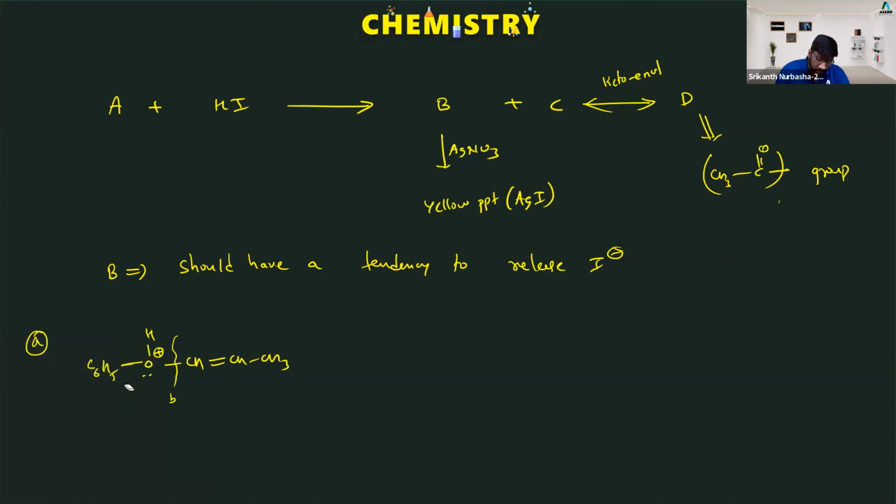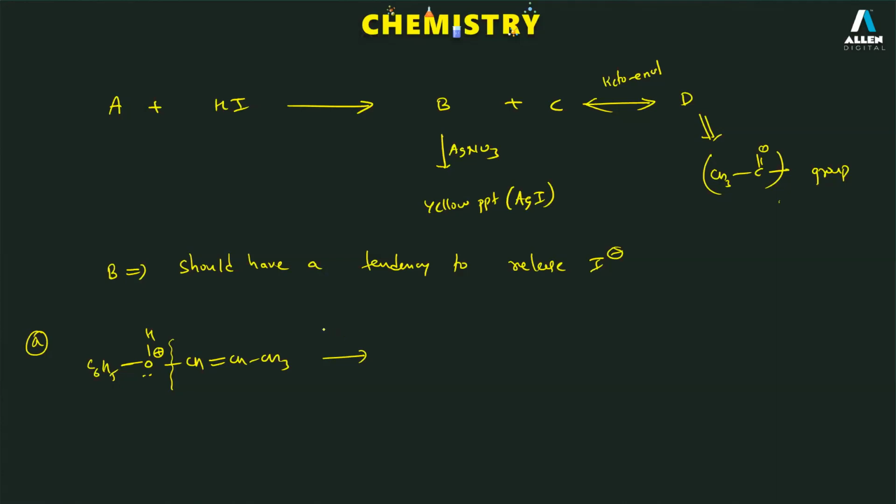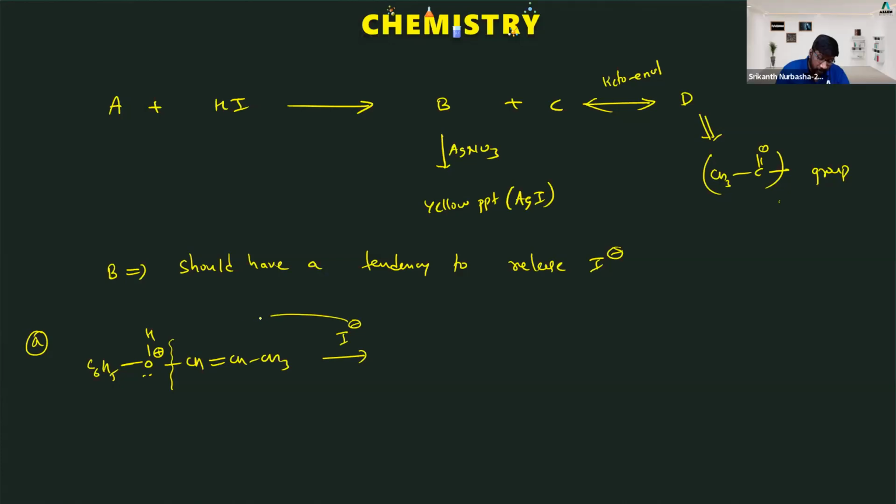So the only possibility is that I can break bond B. If I break bond B, what type of carbocation will I generate? A vinylic carbocation. Is the vinylic carbocation stable? It is not so stable. So I minus will attack in the SN2 manner or SN1 manner? SN2 manner only. So if I minus attacks in the SN2 manner, you generate C6H5OH, along with CH3 CH double bond CHI. This is your compound A.